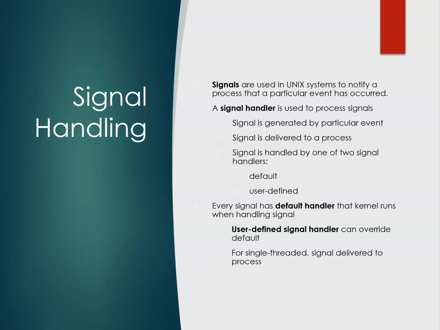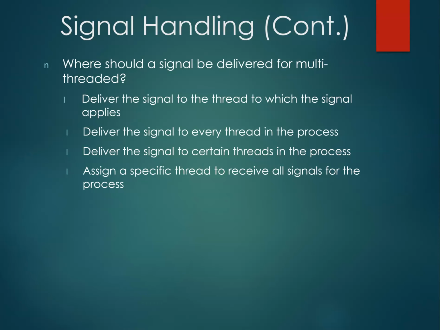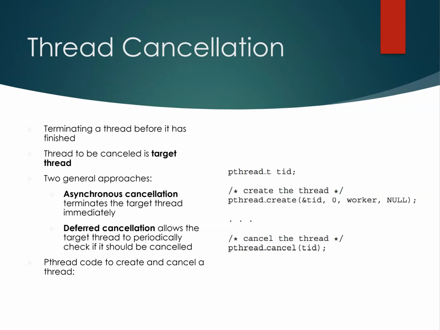For single-threaded programs, signals are delivered to a process instead of a thread. So where should a signal be delivered for multi-threaded? It delivers the signal to the thread to which the signal applies, or it delivers the signal to every thread in the process, or to certain threads. Or we can assign a certain thread to receive all signals. Okay, so there are different methodologies for it.